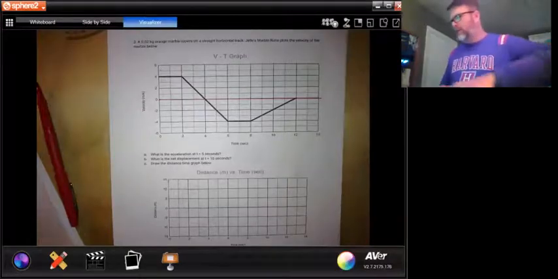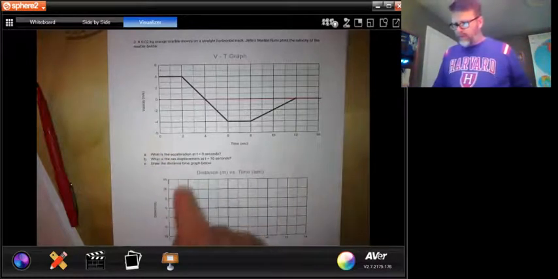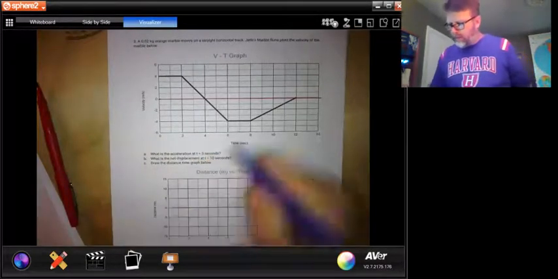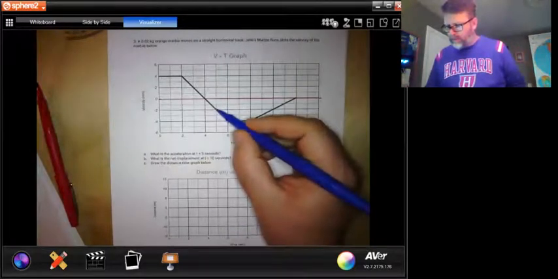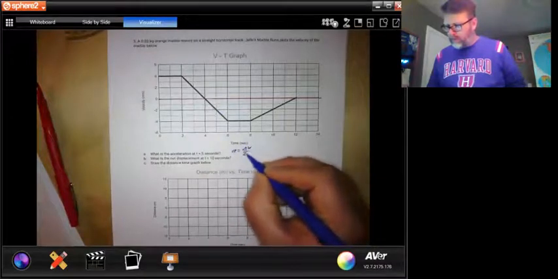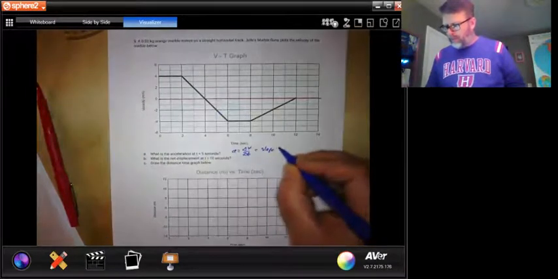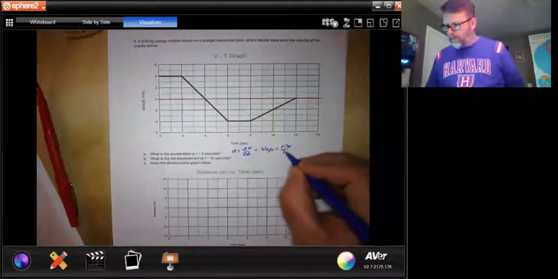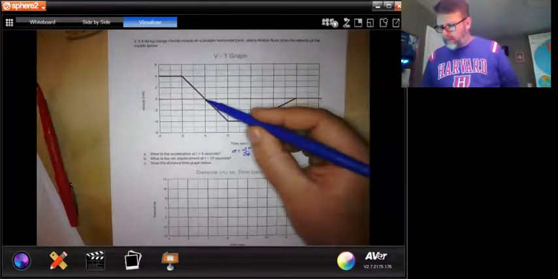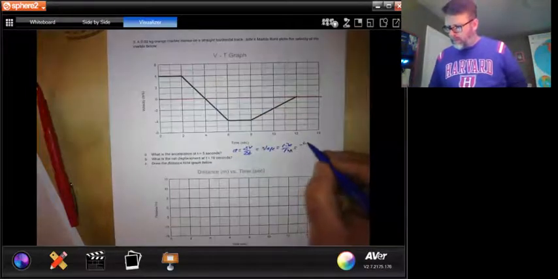All right, so here we are with question number 3 of the final exam. We have 3 questions here. What is the acceleration at t equals 5 seconds? So we come over here to 5 seconds. Remember, acceleration equals a change in velocity over the change in time, which happens to be slope. Rise over run. So that is going to be at 5 seconds, it went down 4 and over 2. Okay, down 4 and over 2.